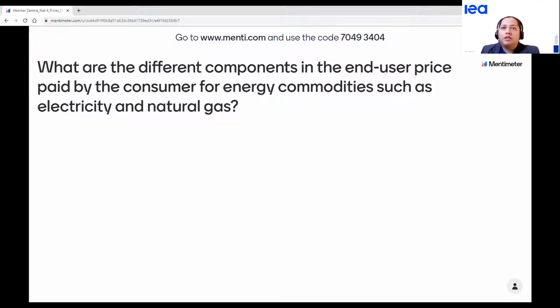The first question is, what are the different components in the end user price paid by the consumer for energy commodities, such as electricity and natural gas? This is an open-ended question. Think about electricity and natural gas and what makes up the end user price that the consumer pays. Here you have to write down what you think.